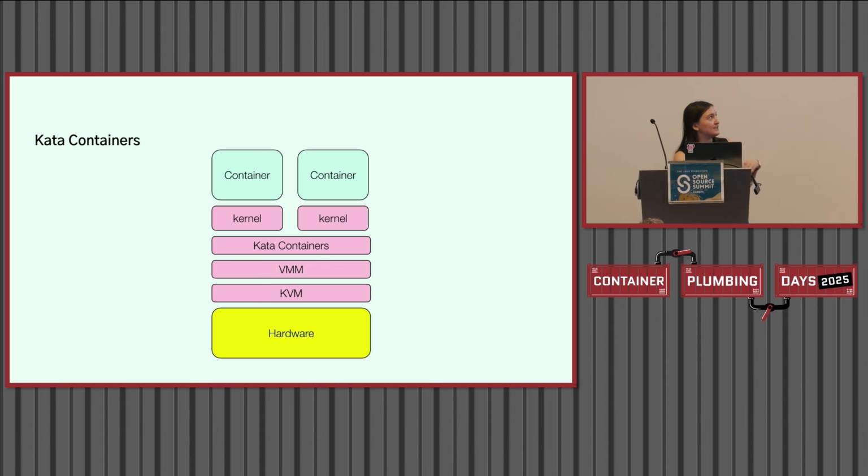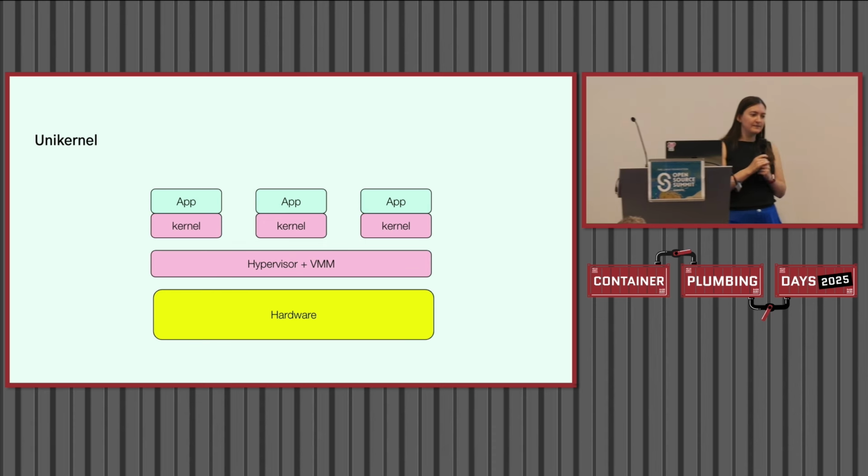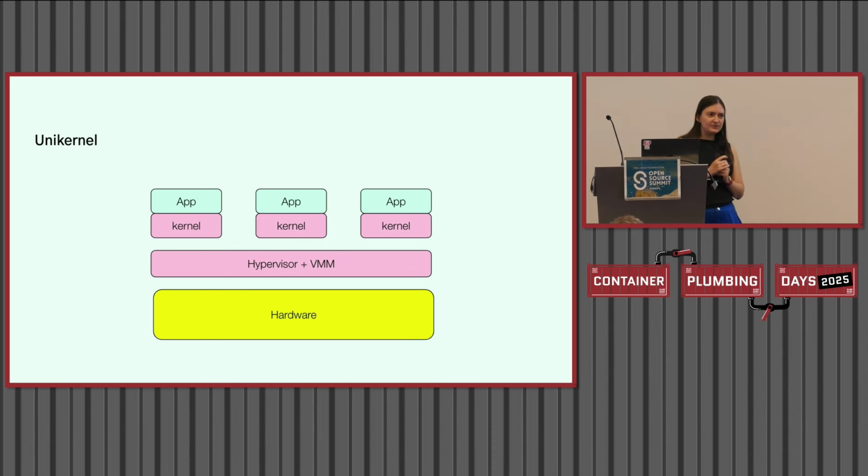And Kata Containers is a container runtime that's designed for this environment. So it operates at that level and is optimized for this. So that's the basic stack of the micro VM architecture. There's a couple of variants that I'm going to talk about really quickly.